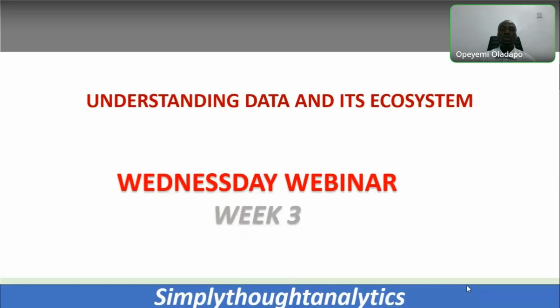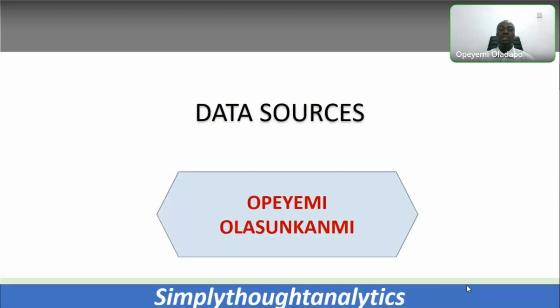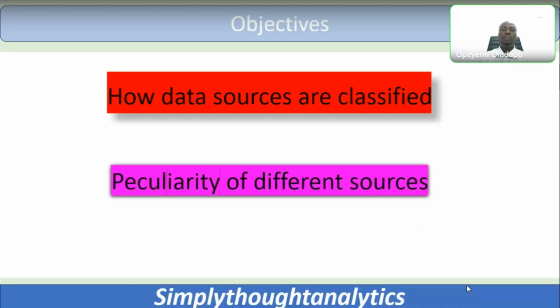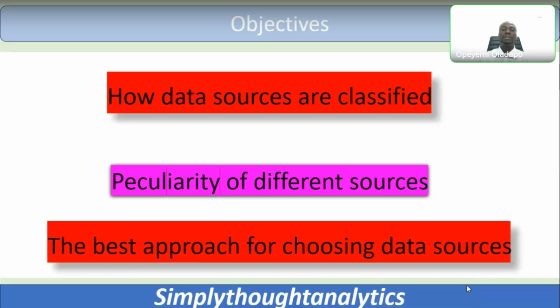In this session, we are going to be looking at three topics which are related, and I believe we should be able to complete them today. The first topic is on data sources. The objectives are that we want to know how data sources are classified, the peculiarity of each of those sources, and the best approach for choosing them.